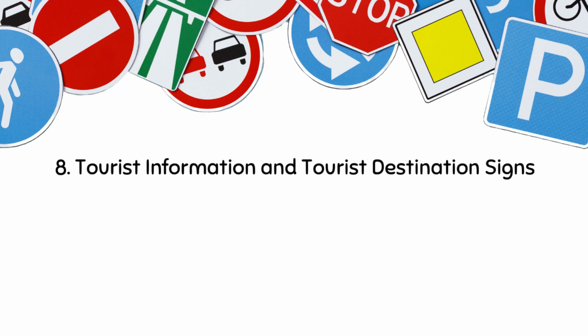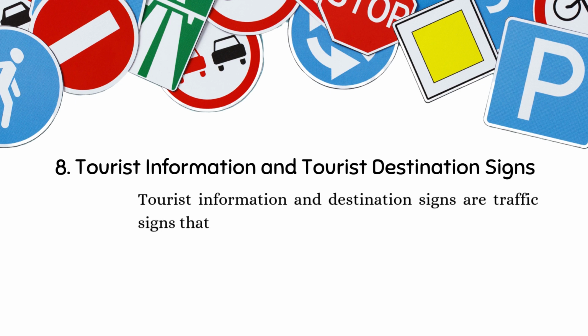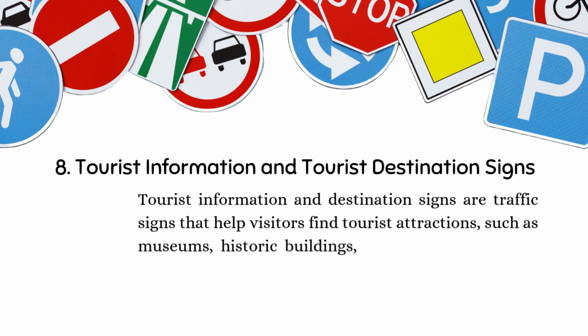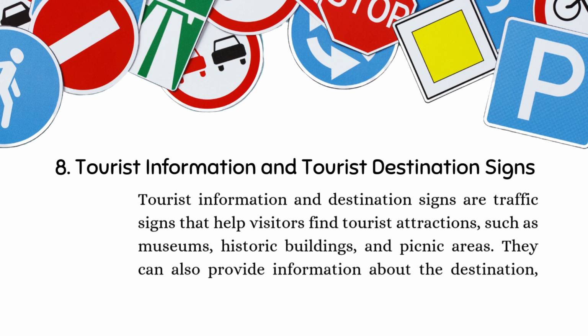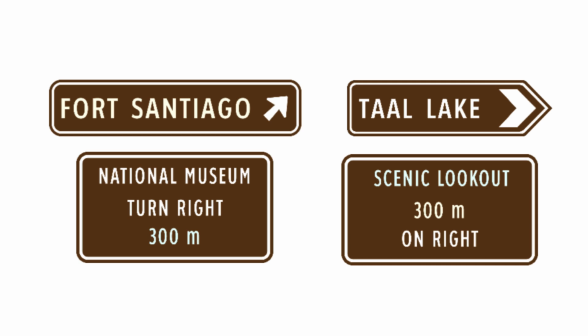8. Tourist information and tourist destination signs. Tourist information and destination signs are traffic signs that help visitors find tourist attractions, such as museums, historic buildings, and picnic areas. They can also provide information about the destination, such as directions and hours. These are examples of tourist information and tourist destination signs.